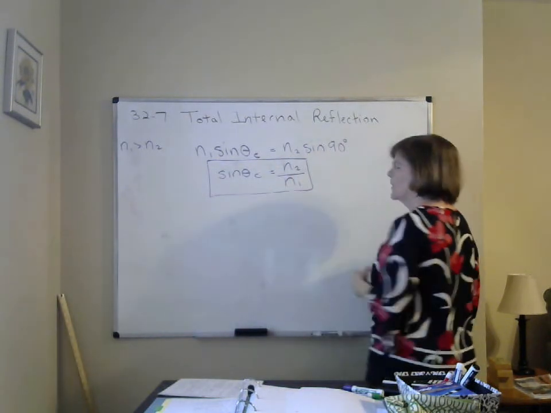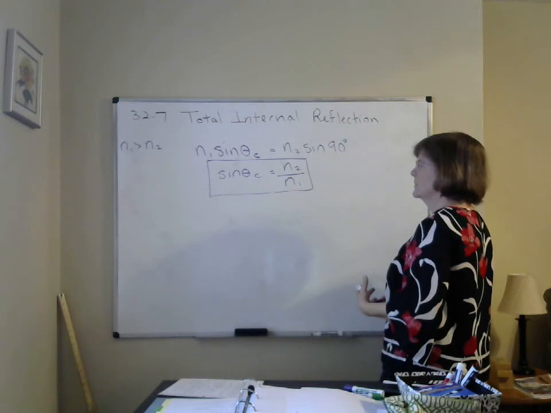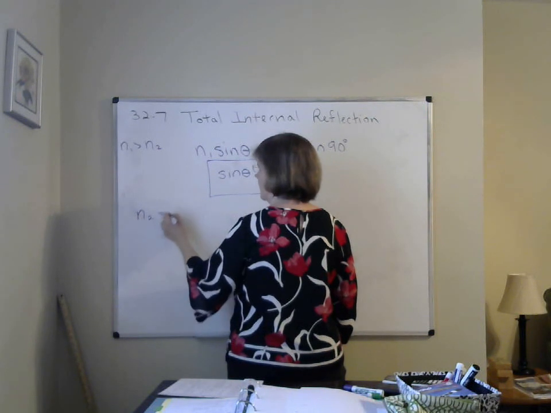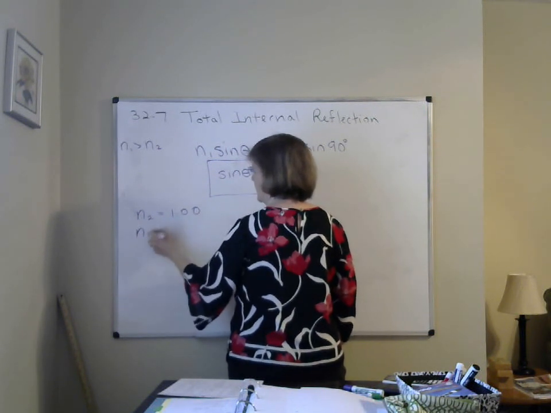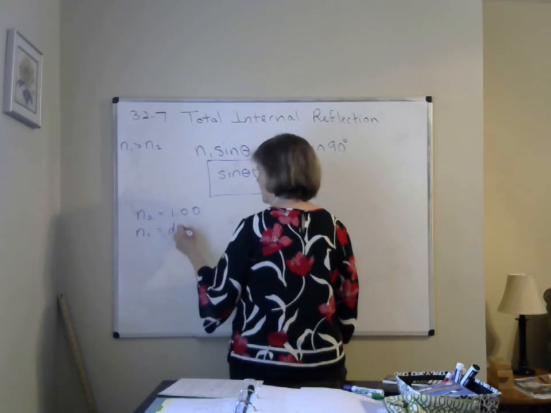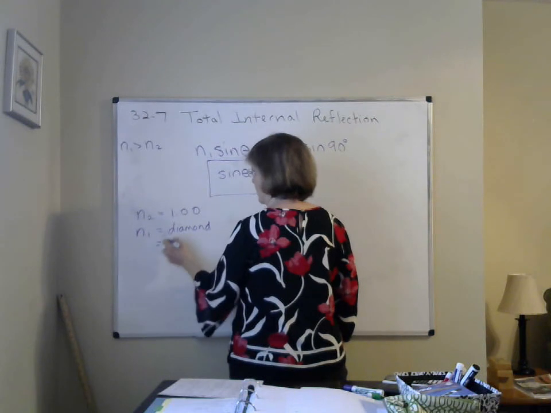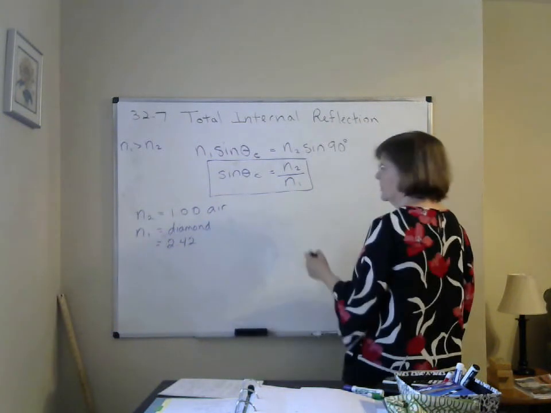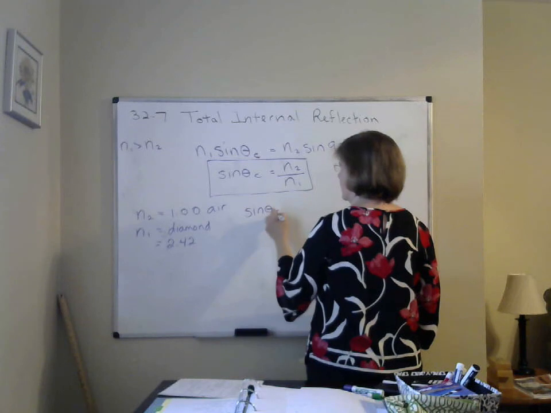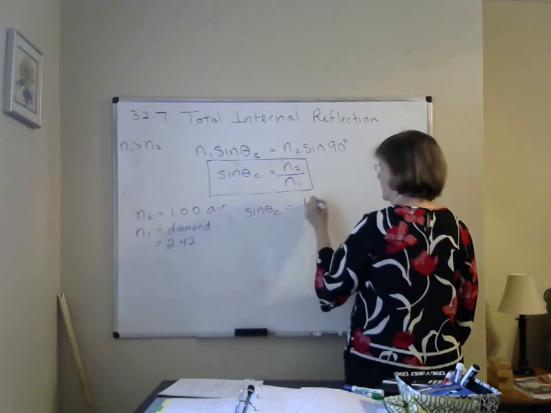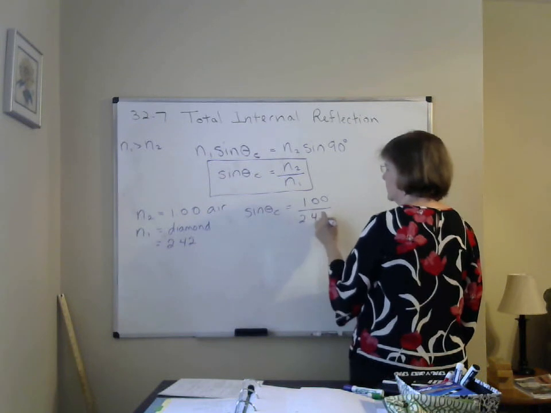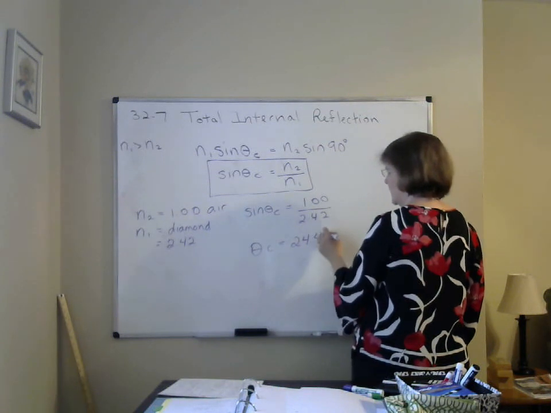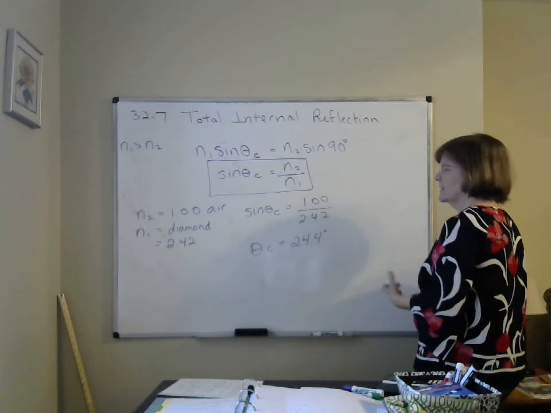So, for example, if N2 is air and N1 was a diamond, which is about 2.42, we can solve for the critical angle. Sine theta critical equals 1 over 2.42. We just have to do a sine inverse. When we do, we find out the critical angle for a diamond is about 24.4 degrees.